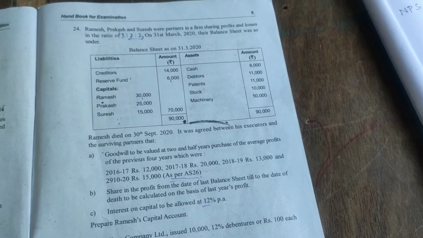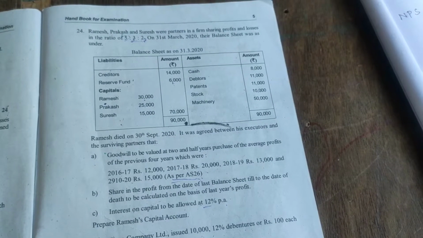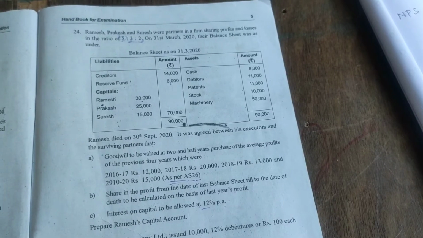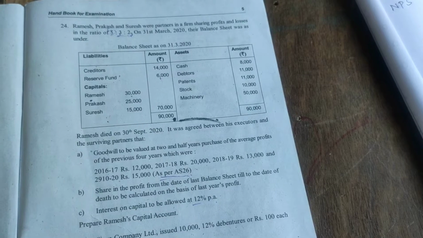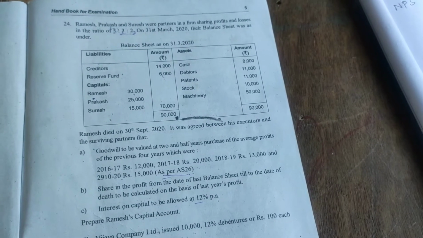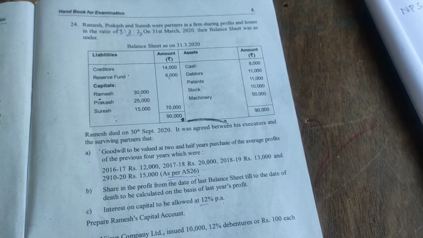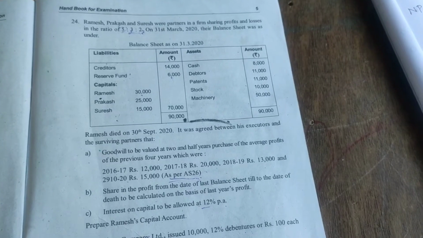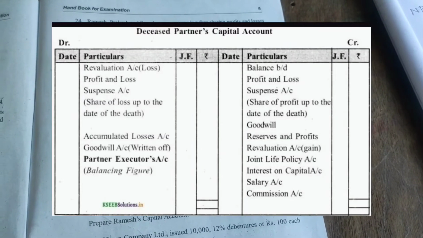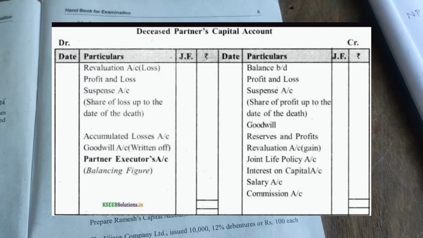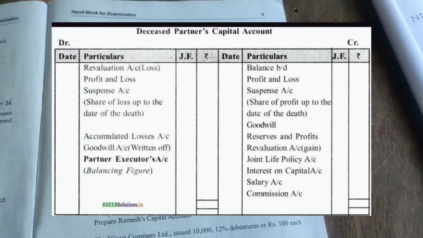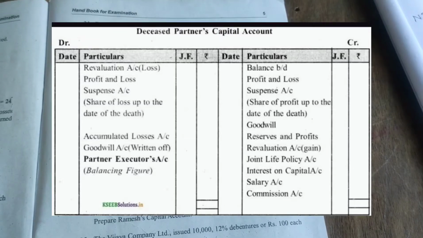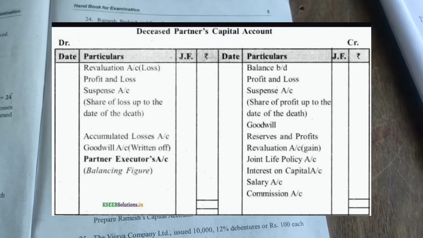Okay, so from the perspective of the executor's account, what will come on the debit side and what will come on the credit side? It is completely the opposite of the profit and loss appropriation account. Here drawings will come on the debit side. Why? Because the partner has already taken the money, so we are not going to pay that drawing money back. So it will come on the debit side.